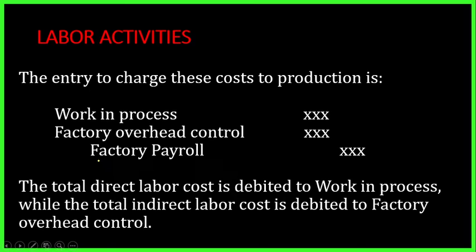The objective of this entry, okay, is to close the factory payroll account, and record your work in process pertaining to direct labor, and debit the actual factory overhead, the actual indirect labor, in the factory overhead control. Okay po. So, ayun.